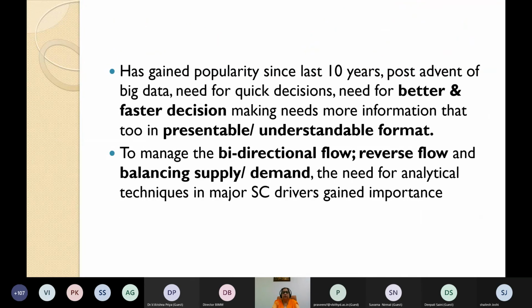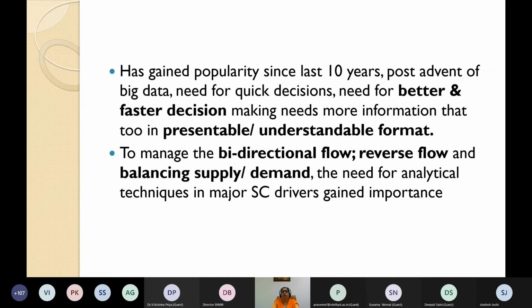So supply chain analytics has gained popularity in the last 10 years post advent of big data, because it is utilized for quick decision making, the need for better and faster decisions, and presenting the information in an understandable format. Easy for the manager to understand the data and take some logical decision.